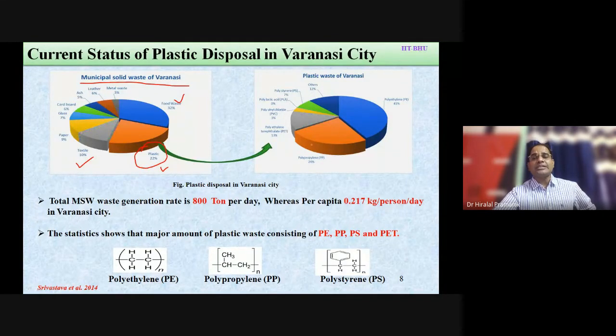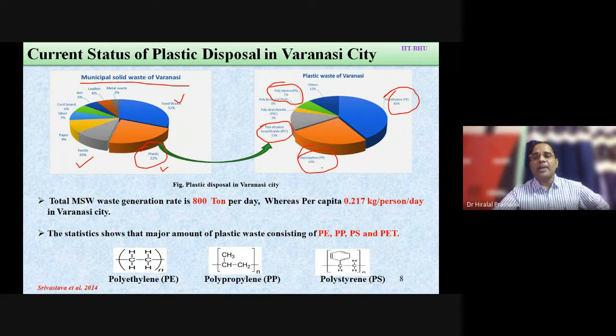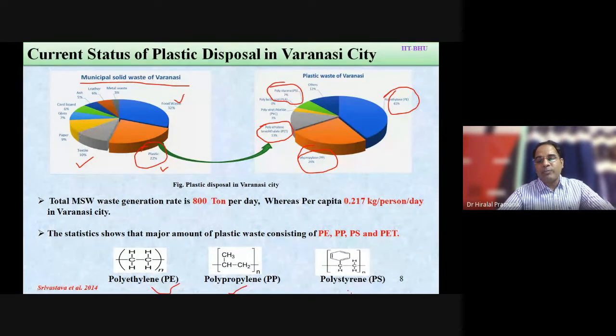Out of that 22%, polyethylene is 41%, which is very, very high. Then polypropylene 24%, PET 13%, and polystyrene 7%, right? So these are the four plastics: polyethylene, polypropylene, polystyrene, and PET. There is a huge scope to convert this waste plastic to valuable chemicals. Polyethylene, polypropylene, and polystyrene were selected here as major raw materials from various types of plastic waste, as their percentage is very high.